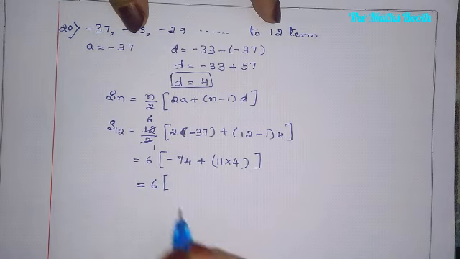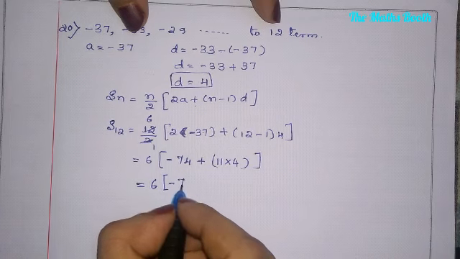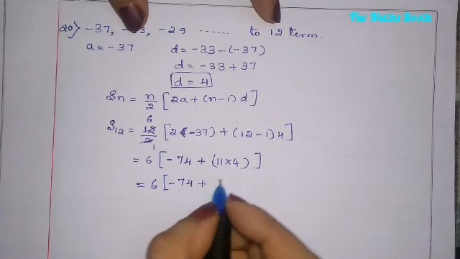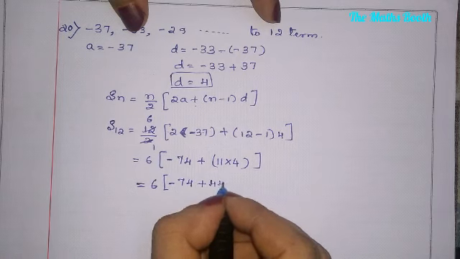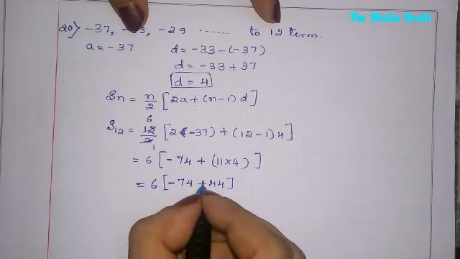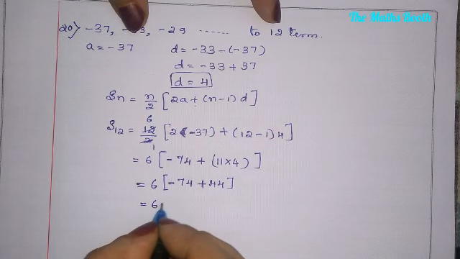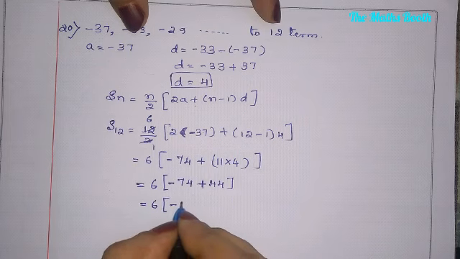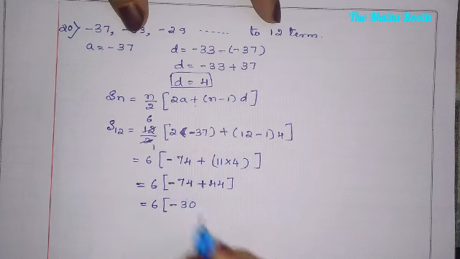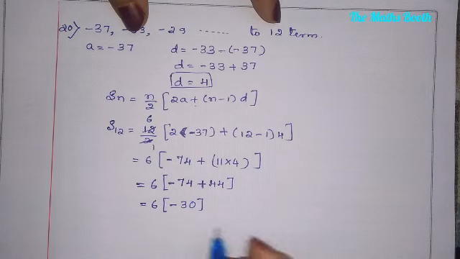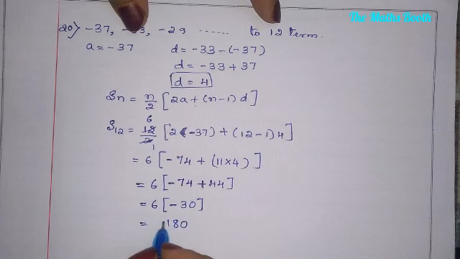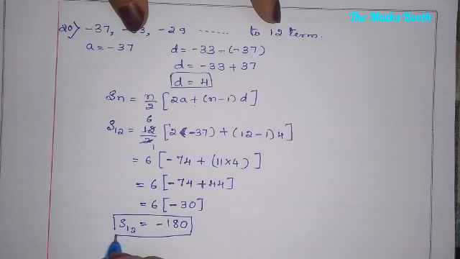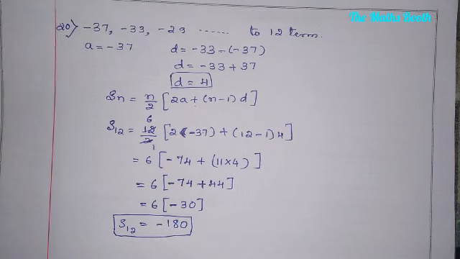6 outside, we should keep as it is. Minus 74 as it is, plus sign as it is, 11 fours are 44. Now we can see one minus sign and one plus sign, so we have to do 74 minus 44 is minus 30. Why minus 30? Because the negative number is the bigger number, so the sign will be negative. 6 threes are 18, so 180. Negative, minus 180. S12 value is minus 180. So this is what we got for question number 20.